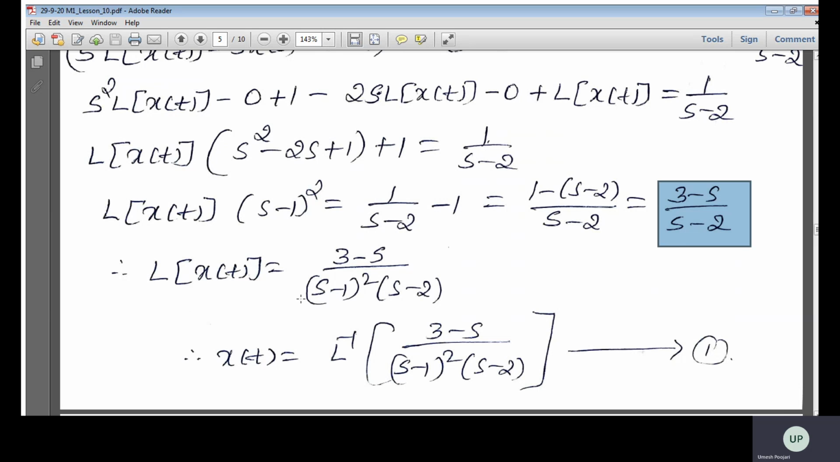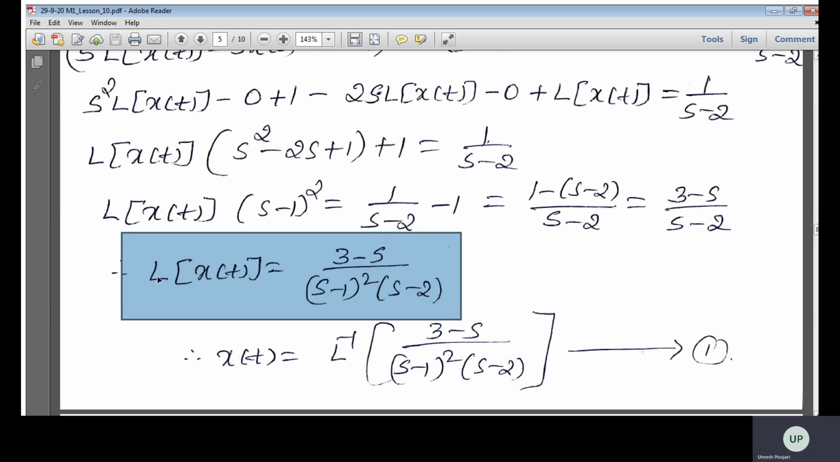Then see this coefficient of L of x of t. Take that term to the right hand side, which gives L of x of t equal to 3 minus s divided by (s minus 1) whole square into (s minus 2). So this is for which value? Laplace transform of x of t equal to 3 minus s divided by (s minus 1) whole square into (s minus 2). But what about x of t?